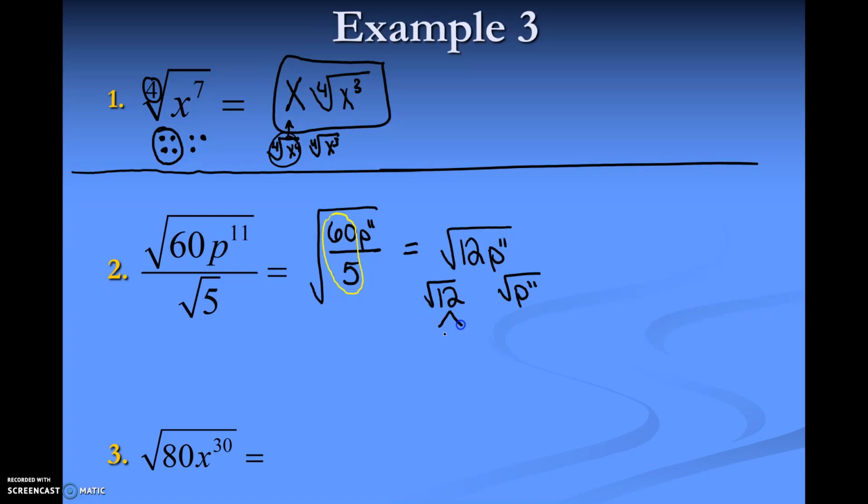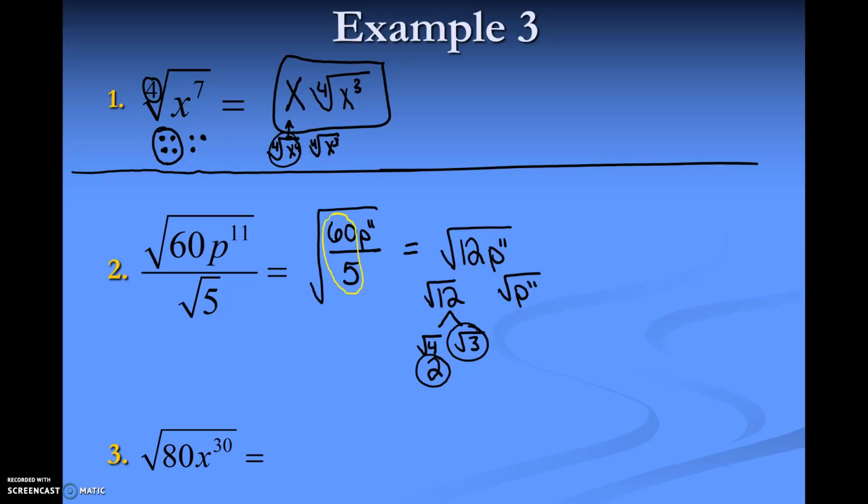Square root of 12. What perfect squares can we split 12 into? 4 and 3. The square root of 4 is 2. So we have 2 times the square root of 3.